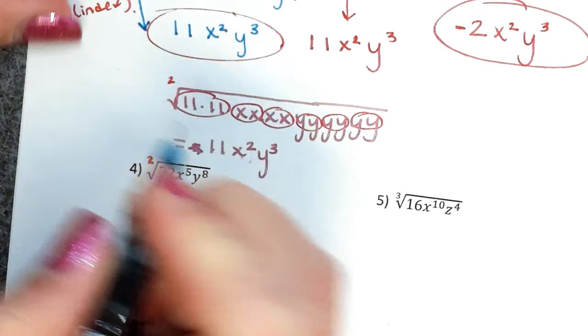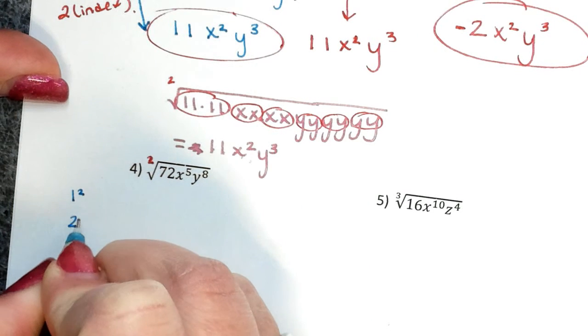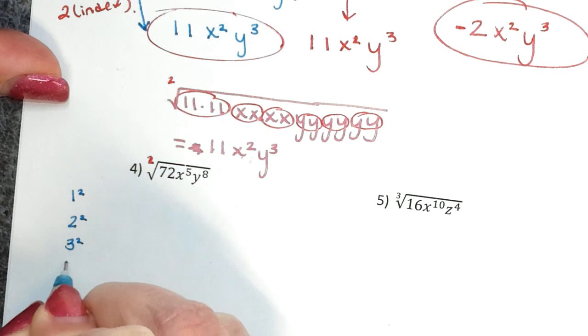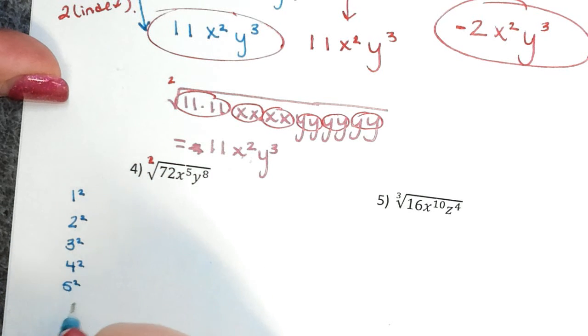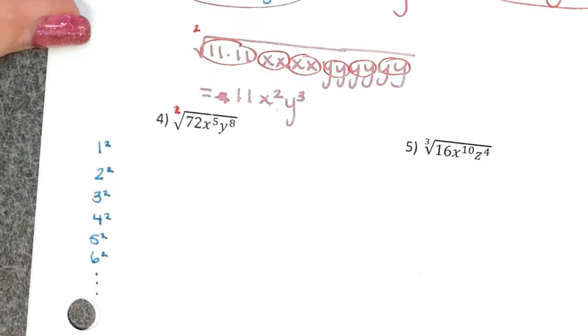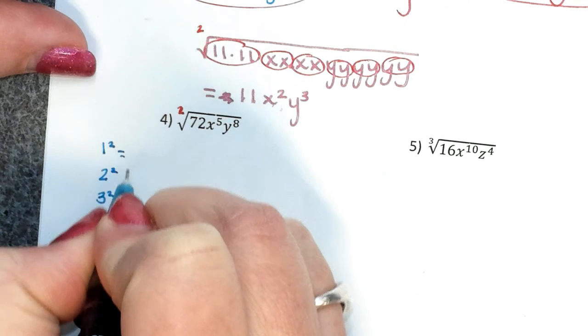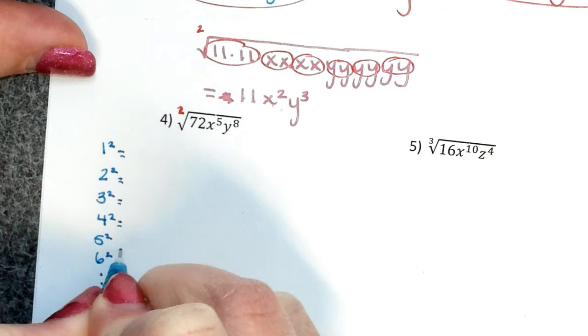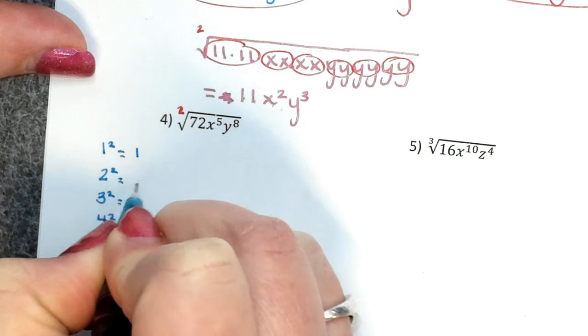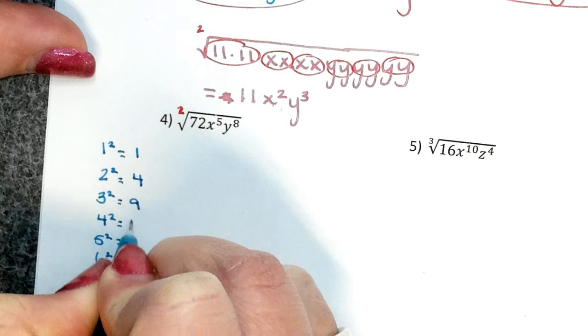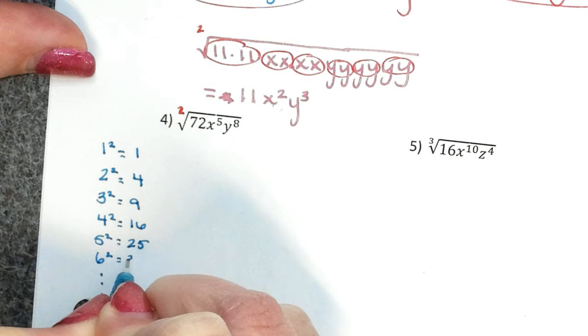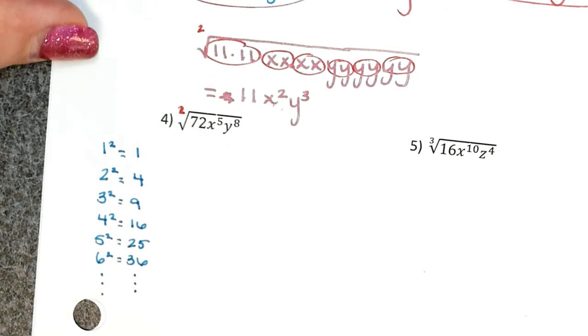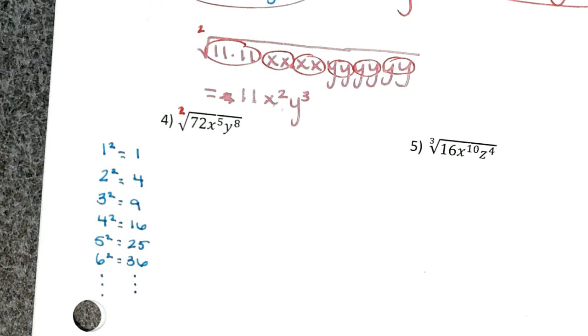So, because that index is a 2, we need a list. 1 squared, 2 squared, 3 squared, 4 squared, 5 squared, 6 squared, dot, dot, dot. Okay? What are these perfect square numbers? We have 1, we have 4, 9, 16, 25, 36. Right? We know how to come up with that list.